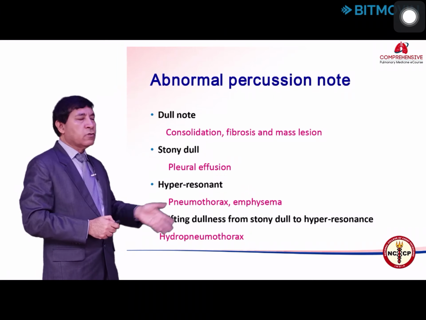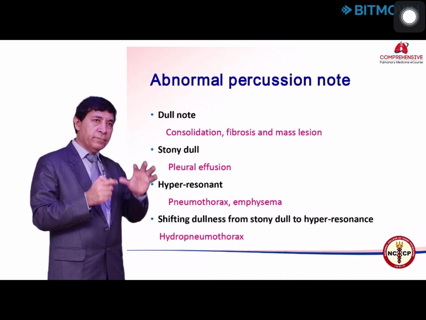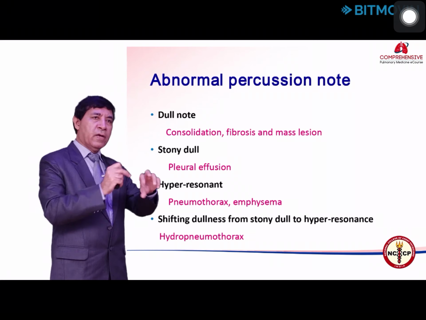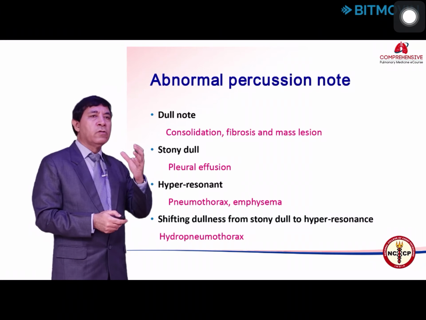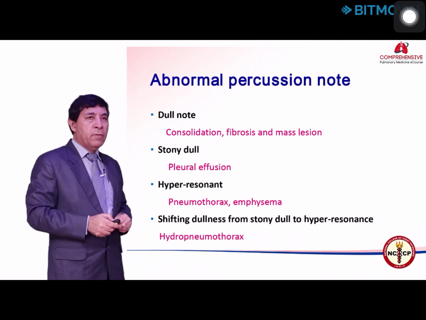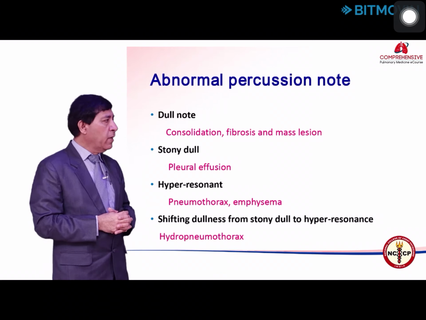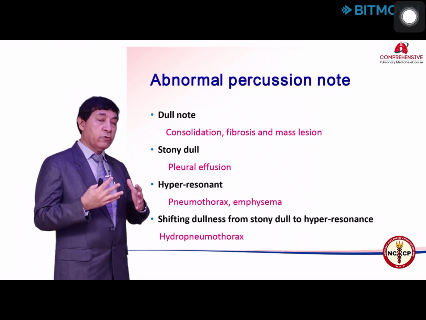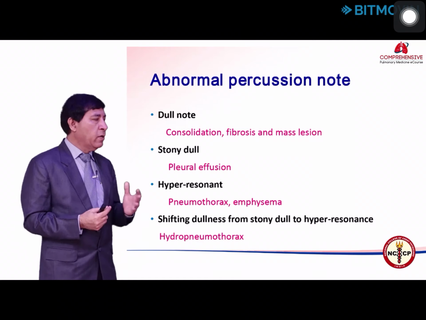But if there is consolidation, fibrosis, or a mass lesion, then there will be airlessness in the lung, and these lungs, when you percuss, will not compress and expand. This will also interfere with the movement of your chest wall, and what you get is a dull note. But in pleural effusion, there is a complete obliteration of this chest wall movement, and you get a note called stony dull. So when you say stony dull, you actually mean that there is fluid. When you say dull, that means there is still some movement of the chest wall.